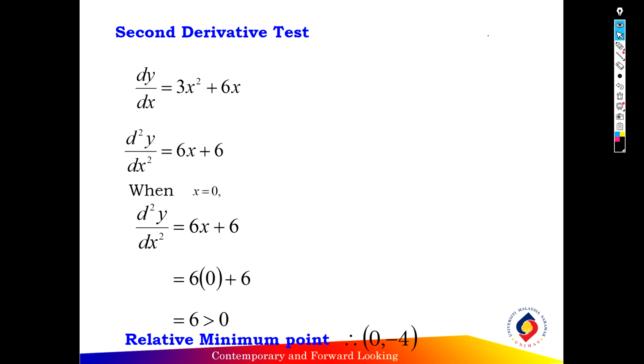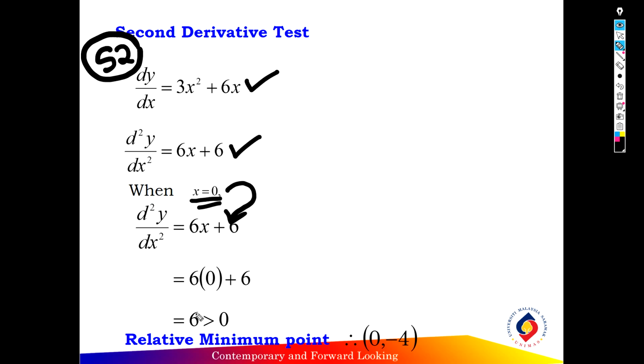Okay, step 2, you find the relative maximum or relative minimum point using the second derivative test. The first derivative equals 3x squared plus 6x, and the second derivative equals 6x plus 6. For the first point, x equals 0, you substitute into the second derivative, and the second derivative equals 6, which is greater than 0, so the sign of the second derivative is positive.